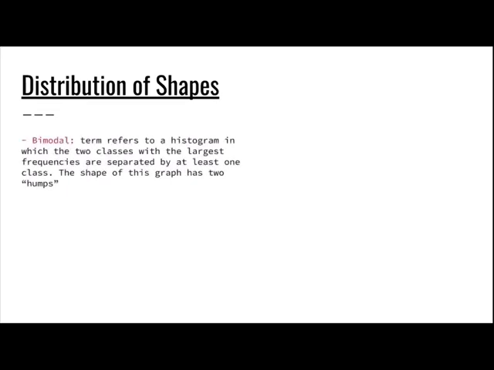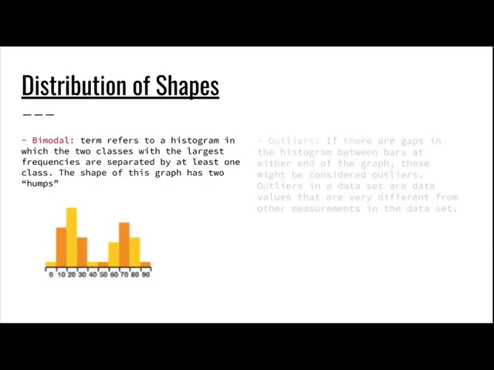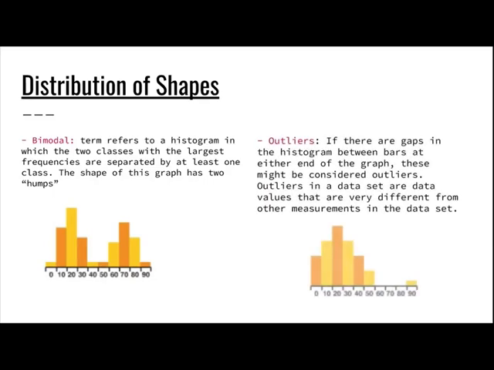Then we have bimodal. With bimodal, you want to look for two distinct humps in your graph. Think of it like taking a blanket and throwing it over your graph, there'd be two bumps. And then lastly, outliers. Outliers are pretty noticeable when looking at graphs because there's a big noticeable space between pieces of data.